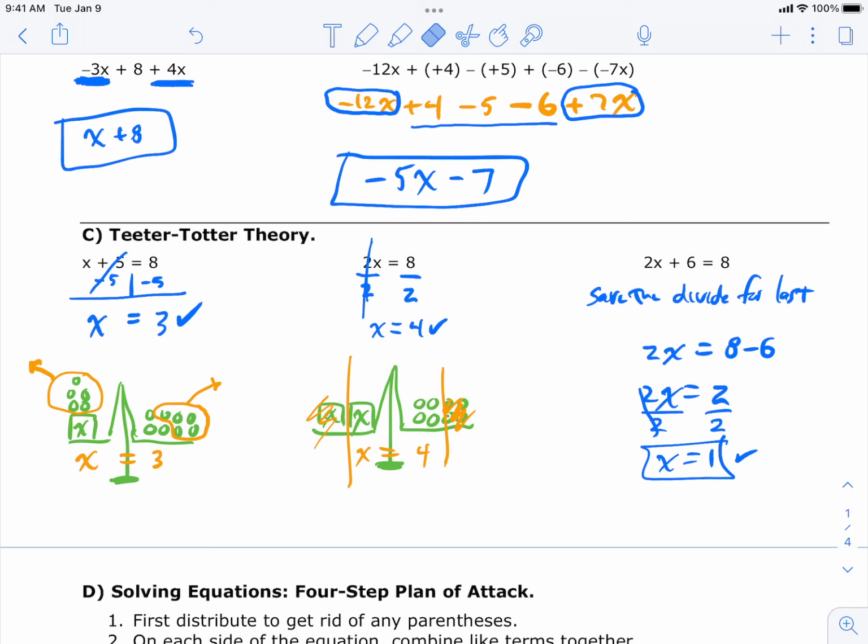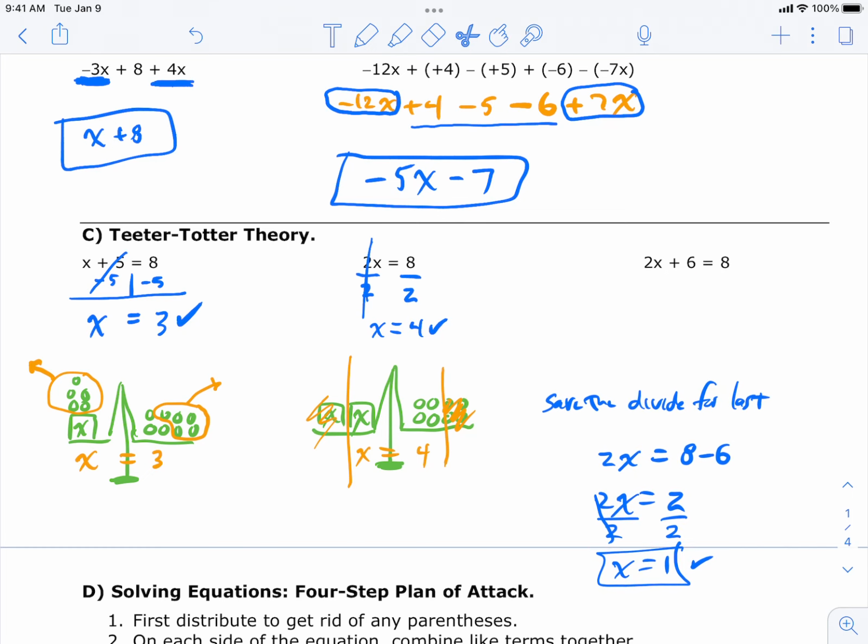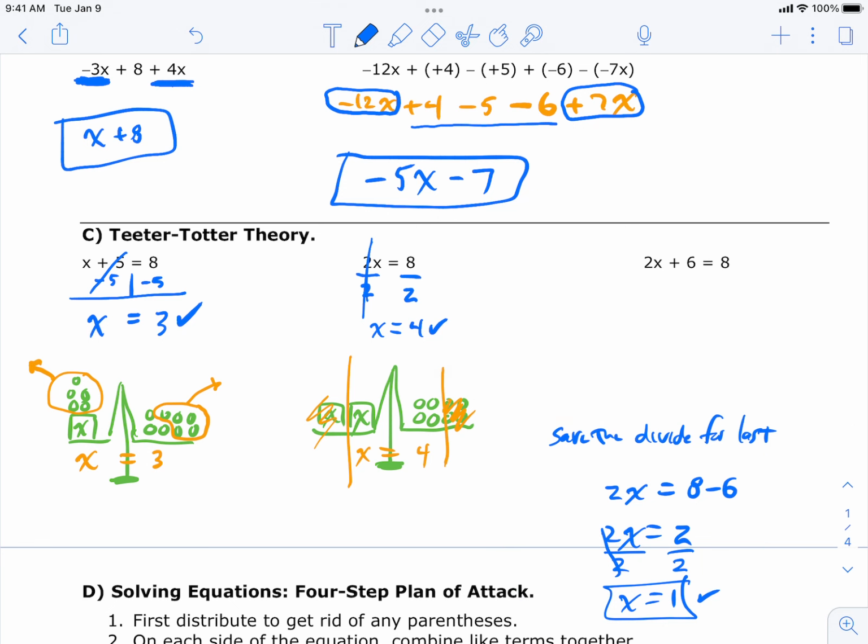Maybe before I leave this one behind, I'll show you what can go wrong if you were to say, oh, I'm going to divide by 2 first. I'll divide by 2, so the 2's cancel. 8 divided by 2 is 4. Okay, now you'll subtract 6, right? So now you've got x, 4, you get negative 2, 4 minus 6, negative 2. But you're not supposed to get negative 2, you're supposed to get 1, remember? So it's the wrong answer.